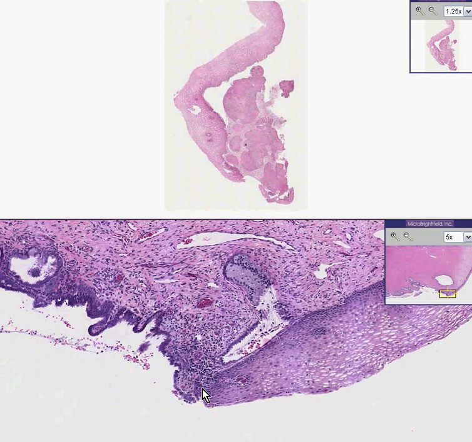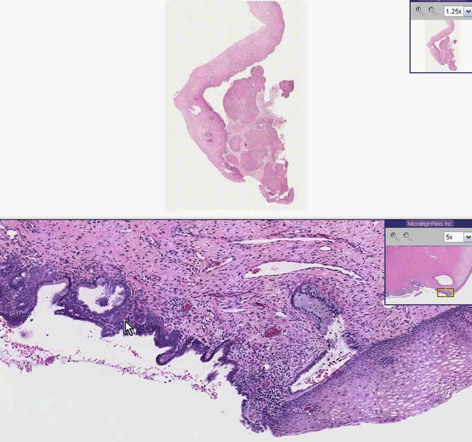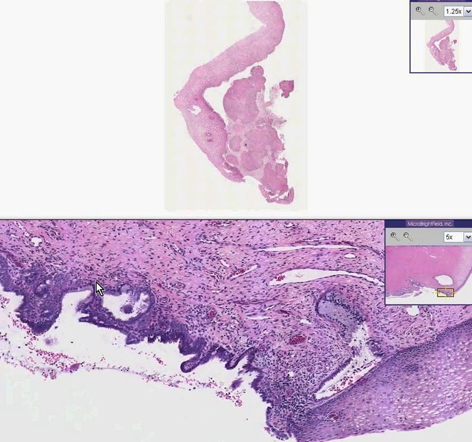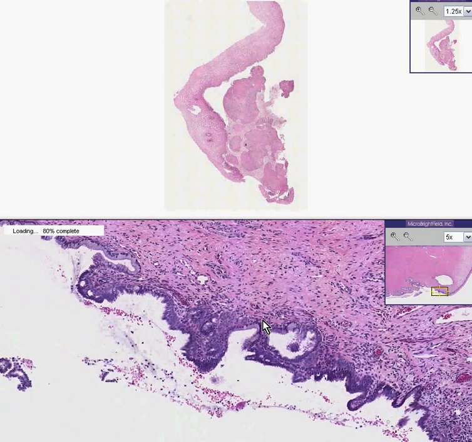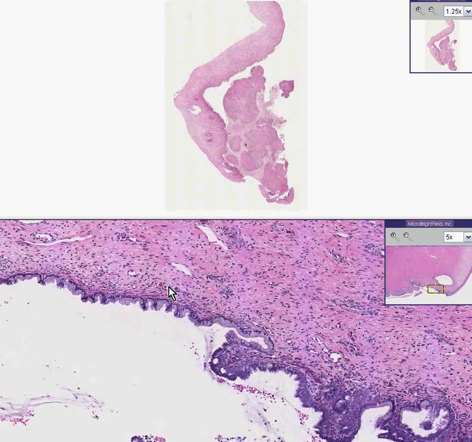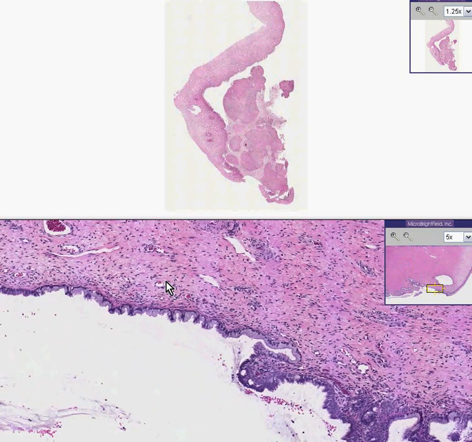Also notice there's a fairly abrupt transition right here before you start getting into the columnar epithelium. Also note there's scattering of inflammatory cells. This is so common that just to see scattered lymphocytes out here, you would never really want to call it inflammation. It's so common. You never see it where there's no inflammatory cells.